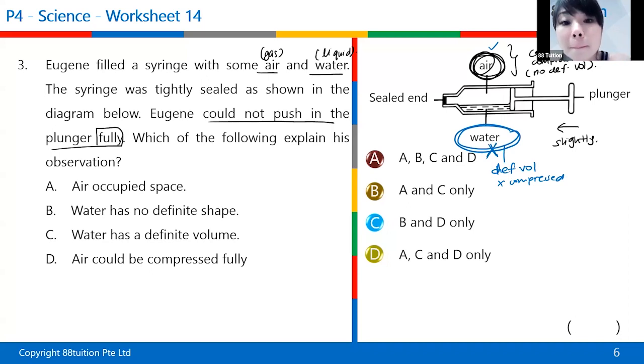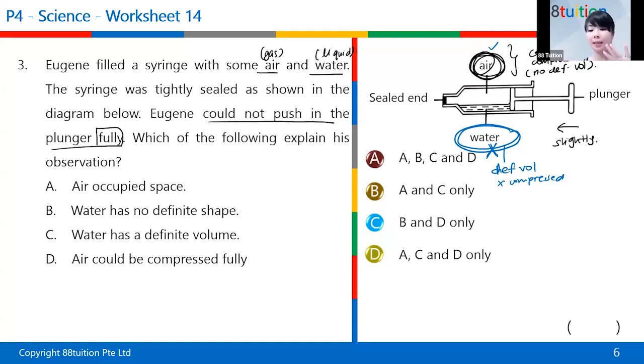Naksh, understand? So let's go through the options. Is A correct? Does A explain why he can push the plunger slightly? Naksh. No. Why? Because we're talking about if it can be compressed or not. But air occupies space, it's not relevant. Okay, I kind of agree with you.